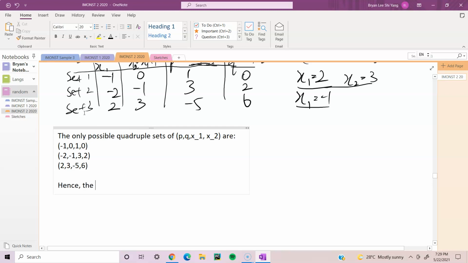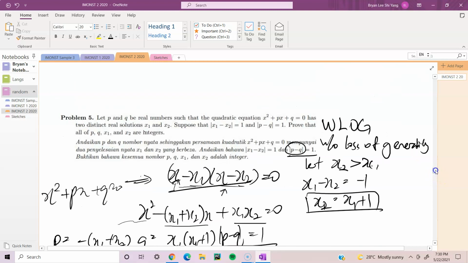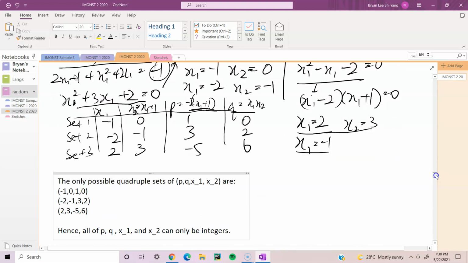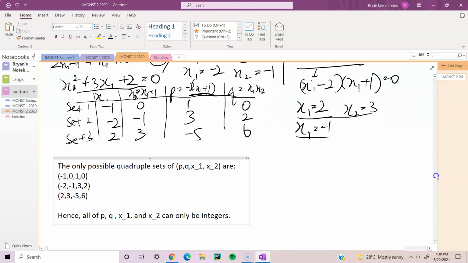Hence, all of p, q, x1, and x2 can only be integers. So given our whole process, what we've solved over here, we find out that all these numbers are integers, and then yeah, we're basically done.